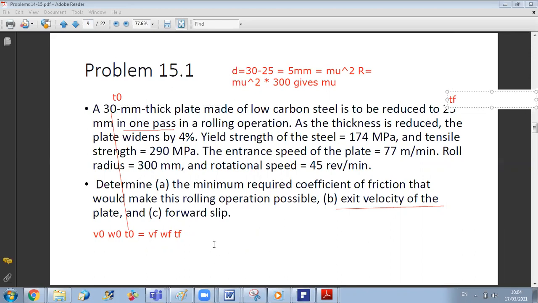Now, concerning the information about width variation, we have this sentence. We will use this sentence to convert it to an equation. As the thickness is reduced, the width of the plate is increased by 4%. This will give us a relation. So from this sentence, we can write that omega final is equal to omega 0 times 1 plus 4%, which is 0.04. So we can replace omega final by 1.04 omega 0.